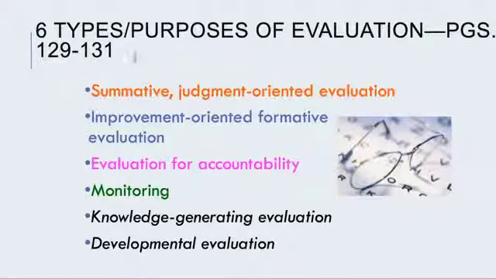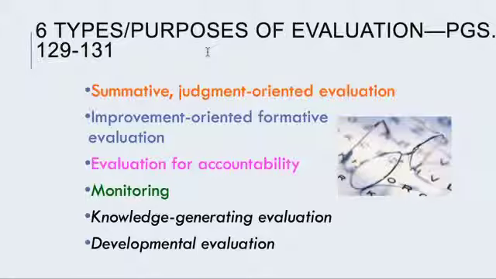So let's get into the 6 types of purposes of the evaluation that are discussed on pages 129 through 131 of your book. These pages are in the form of a chart, menu 5.1, where they're talking about the primary uses of the evaluation findings. So let's take a look at each one of these individually.